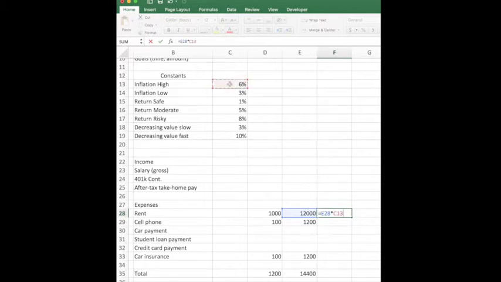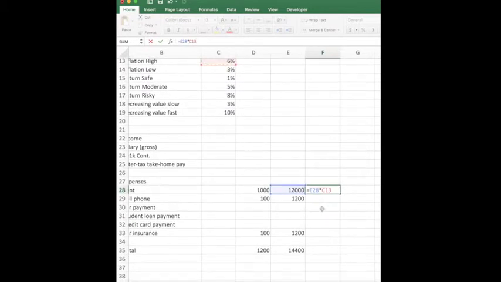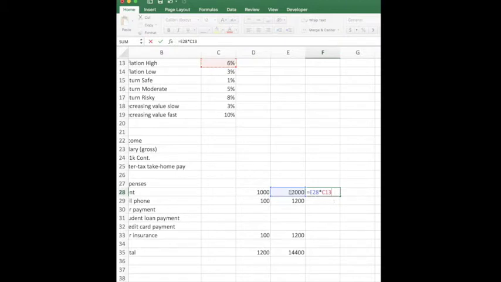And I'm just going to go ahead and click the cell in here. What this formula would give me is $12,000 times 6%. Well, that's the amount of inflation increase, but that's not how much the rent's going to be. The rent's going to be the inflation increase plus the original rent.